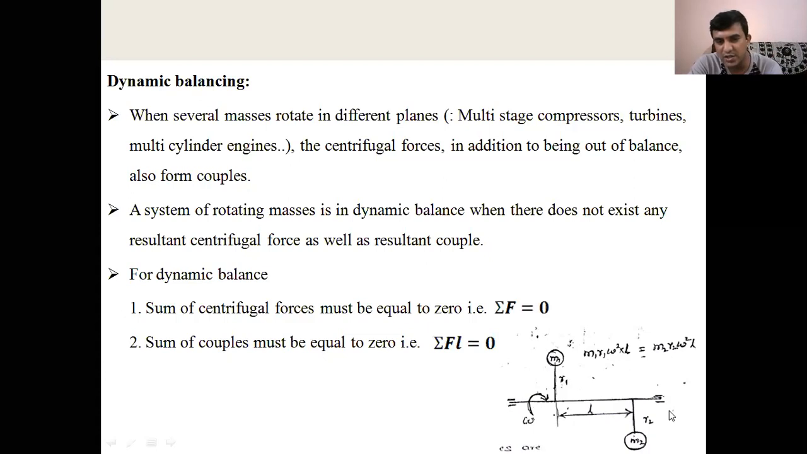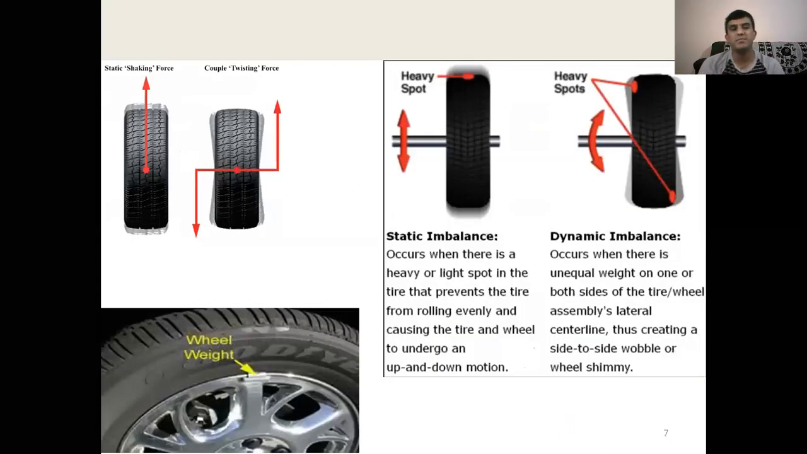Now consider a shaft where one mass m1 is located, with its CG at an eccentricity r1 with respect to the axis of the shaft, and another mass m2 at eccentricity r2 is located at a distance L from the first mass. The best example is the rear axle of a bus or truck. This is the first tire and this is the second tire. When they start rotating, a couple, a moment, will form. This is the best example of static and dynamic balancing.